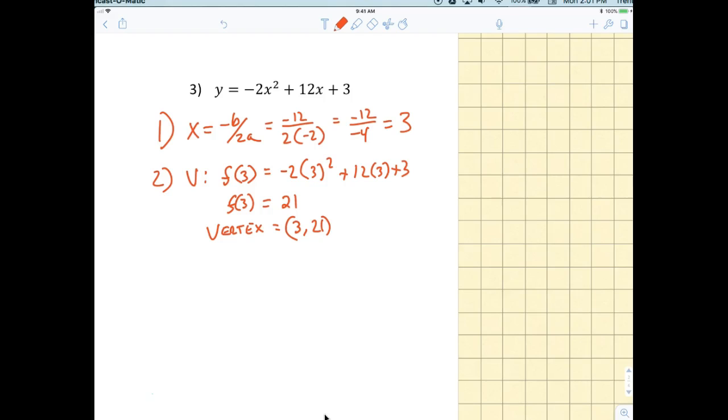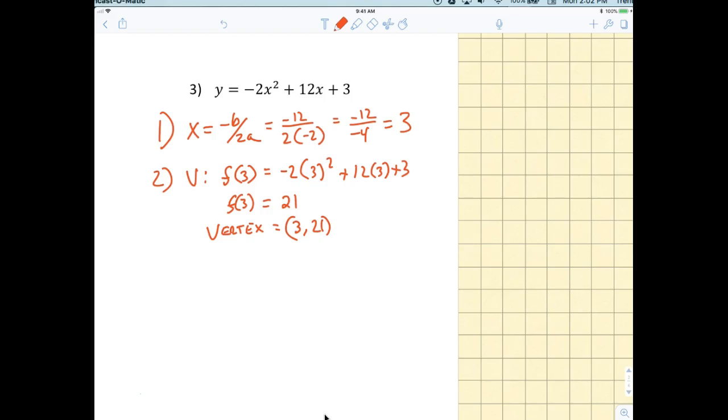3, 21. What? Why didn't you do f of 1? I'm not doing f of 1. I'm finding the vertex. The explanation for vertex isn't find f of 1. That's not how you find the vertex. The vertex is take negative b over 2a, take that answer and plug it into the equation. Take the negative b over 2a, which in this case is 3, and you plug 3 into the original equation.